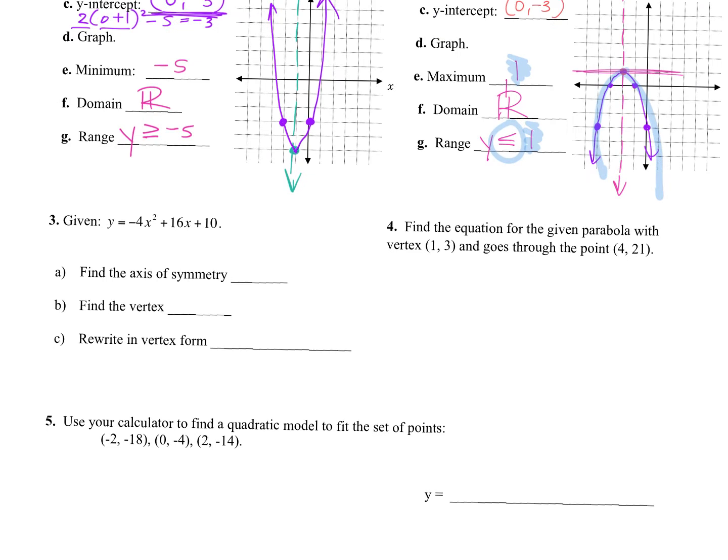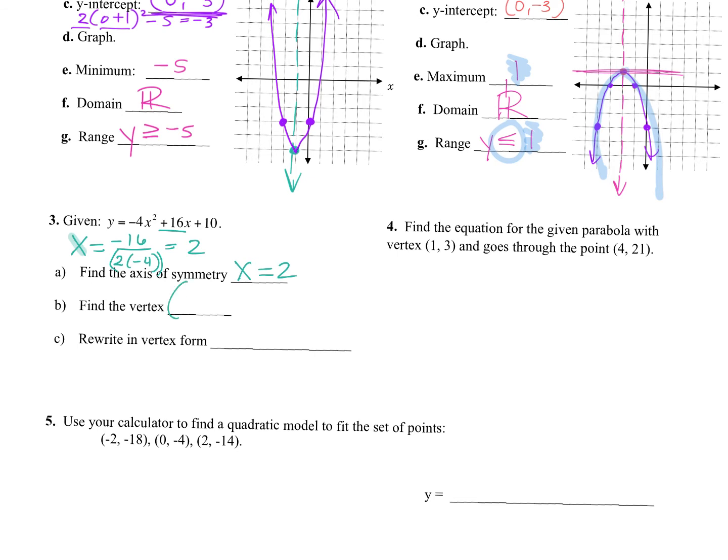Okay, number 3. This one says, given Y equals -4x squared plus 16x plus 10, find the axis of symmetry, find the vertex, and then write it in vertex form. So what is our axis of symmetry? How do we find that? We're going to do x equals -b, so -16 over 2 times your A value, which is -4. And again, if you're plugging it into your calculator, double the parentheses, or just do it in your head. -16 over -8 is a +2. So your axis of symmetry is x equals 2.